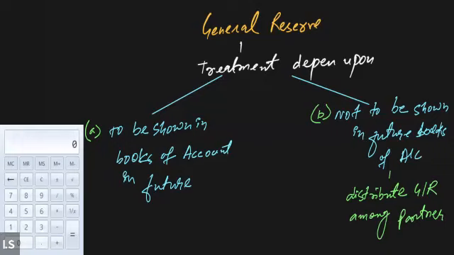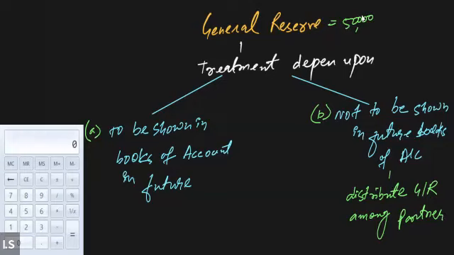Rather they wanted to keep this much amount in the books of account so as to meet any kind of contingency, right? So let's suppose they have made a reserve of 50,000. Now they realize that they do not want this reserve in future, and therefore they do not want to show this reserve in the books of account in future.